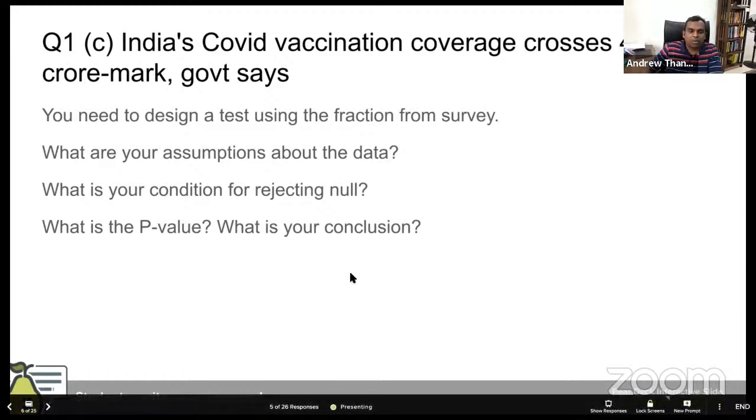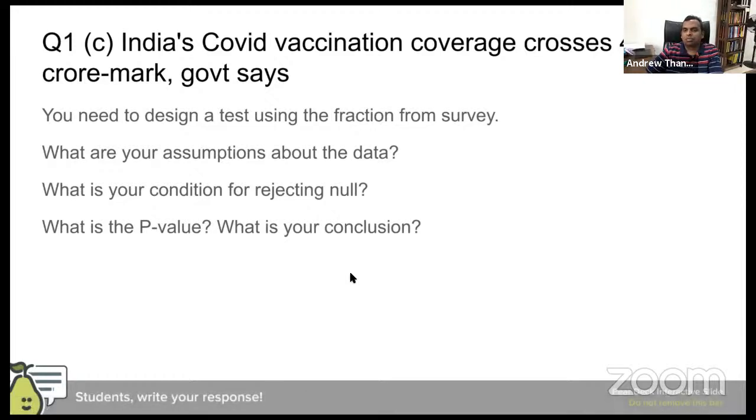So people are working it out. Yeah, the samples are good. 30 is a good enough sample. It's hard to do hand calculations with 30, so I'll help you out with the calculations whenever we have to. But yeah, that part is okay.